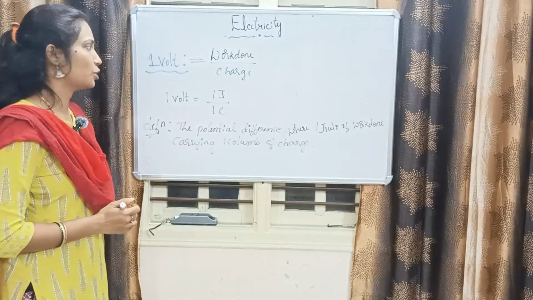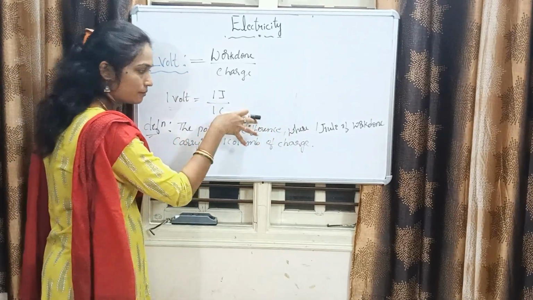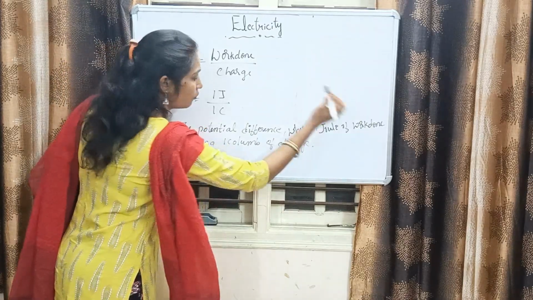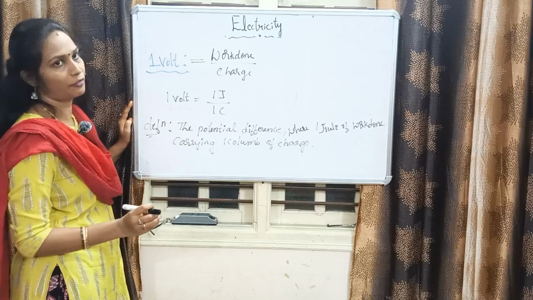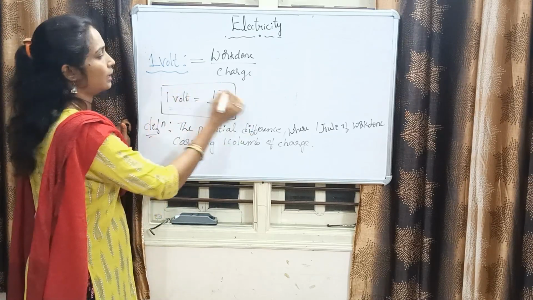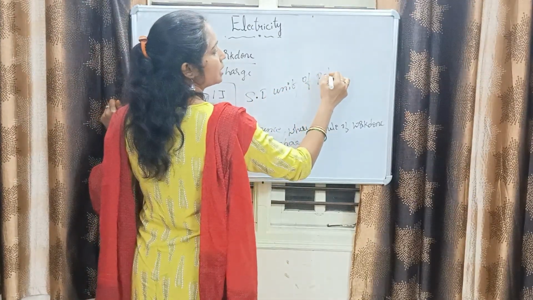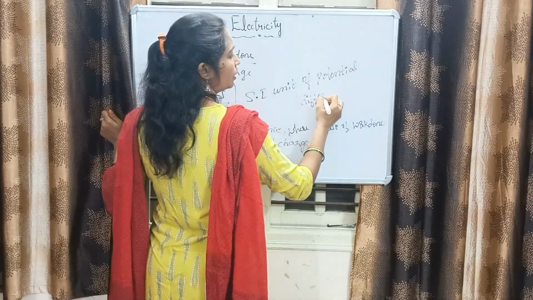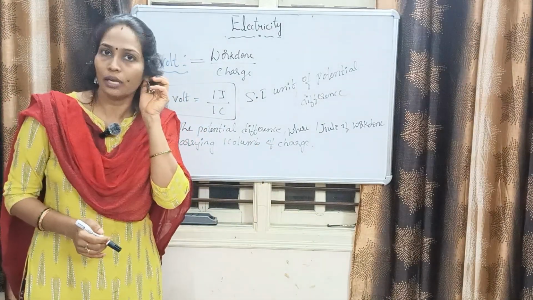The definition of 1 volt is nothing but the potential difference in which 1 joule of work is done in carrying 1 coulomb of charge. This is a very important definition of 1 volt, which is the SI unit of what, guys? The SI unit of potential difference. You may get a question like what is 1 volt, or they may ask what is the definition for the SI unit of potential difference.